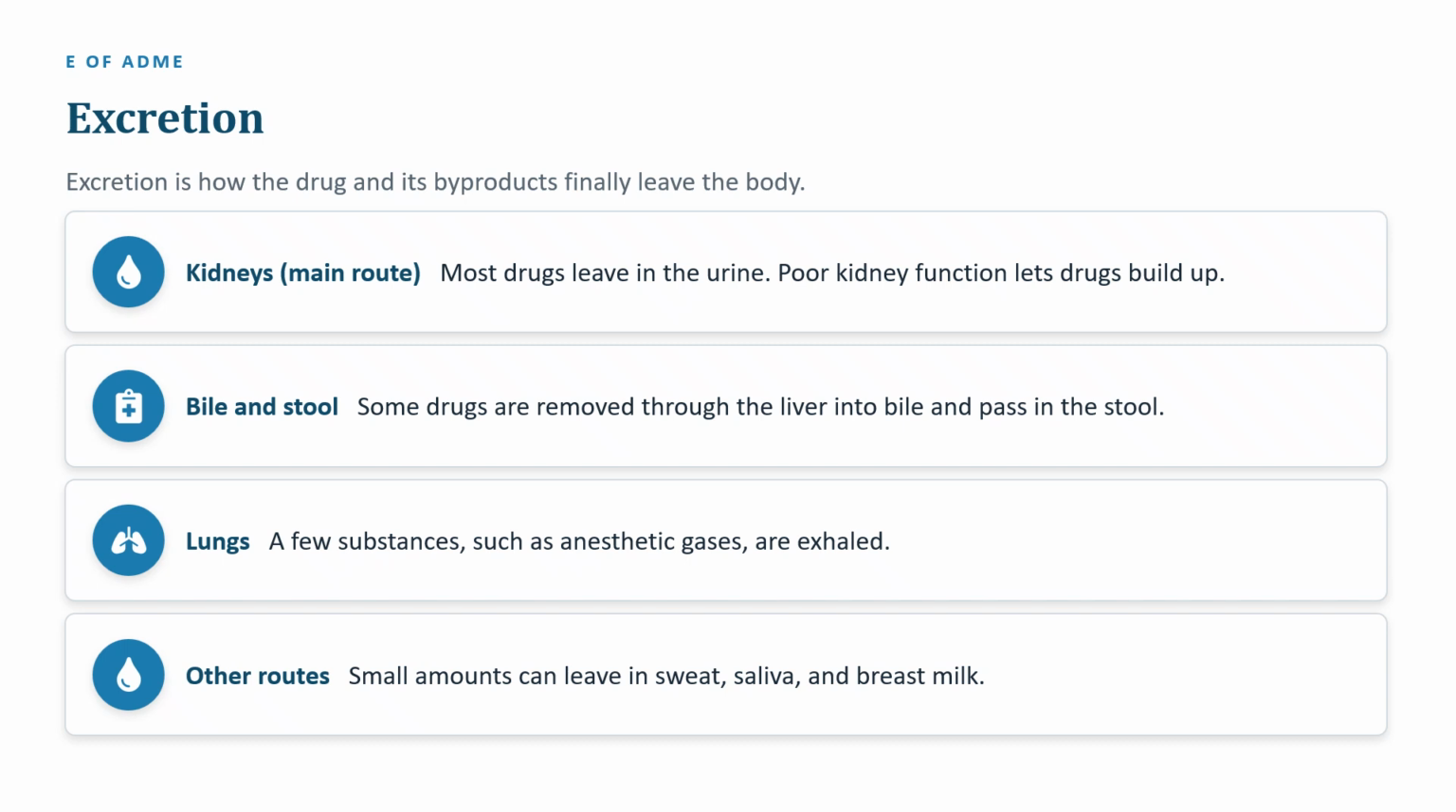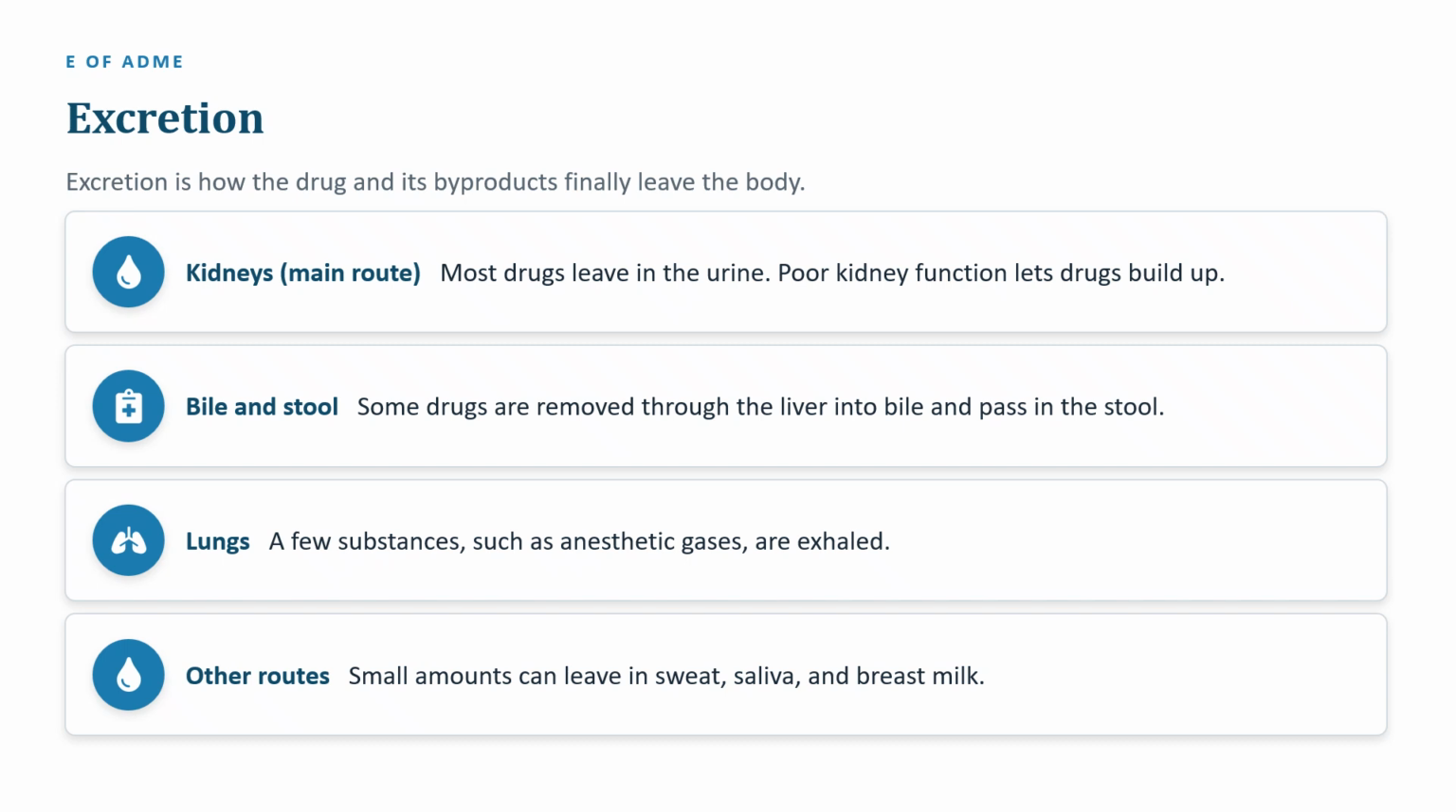Some drugs are removed by the liver into bile and then pass out of the body in stool. A few substances, such as certain anesthetic gases, are inhaled through the lungs, and small amounts of some drugs can leave in sweat, saliva, and importantly, breast milk, which is why nursing mothers are counseled carefully about medications.